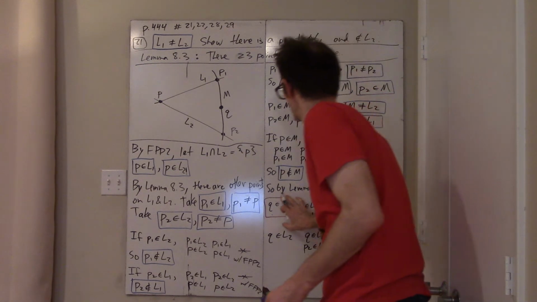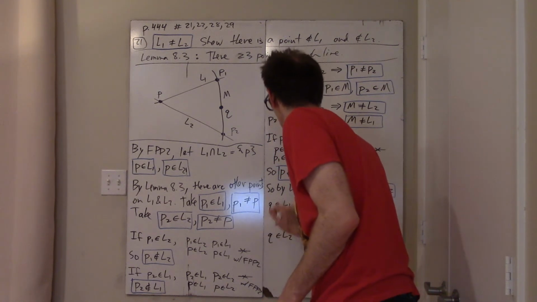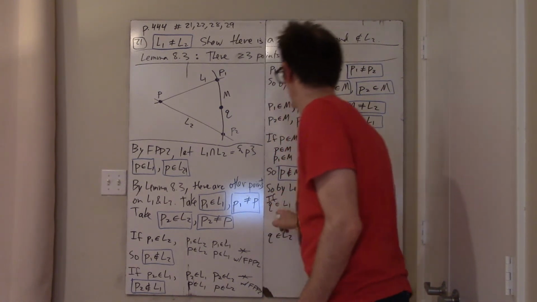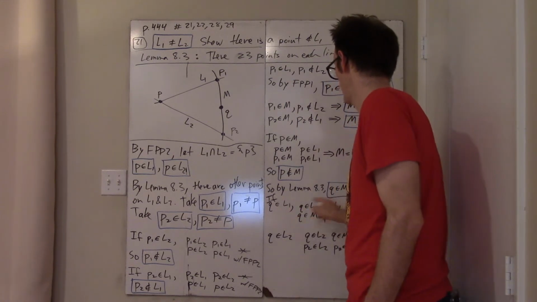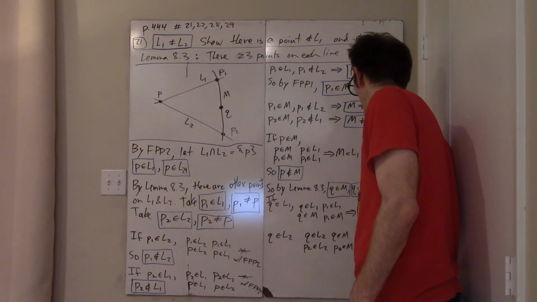Oh, sorry, this was not what I meant to put a box in, because this was an if. So I said if Q was on L1, then all this stuff leads to a contradiction with FPP2.